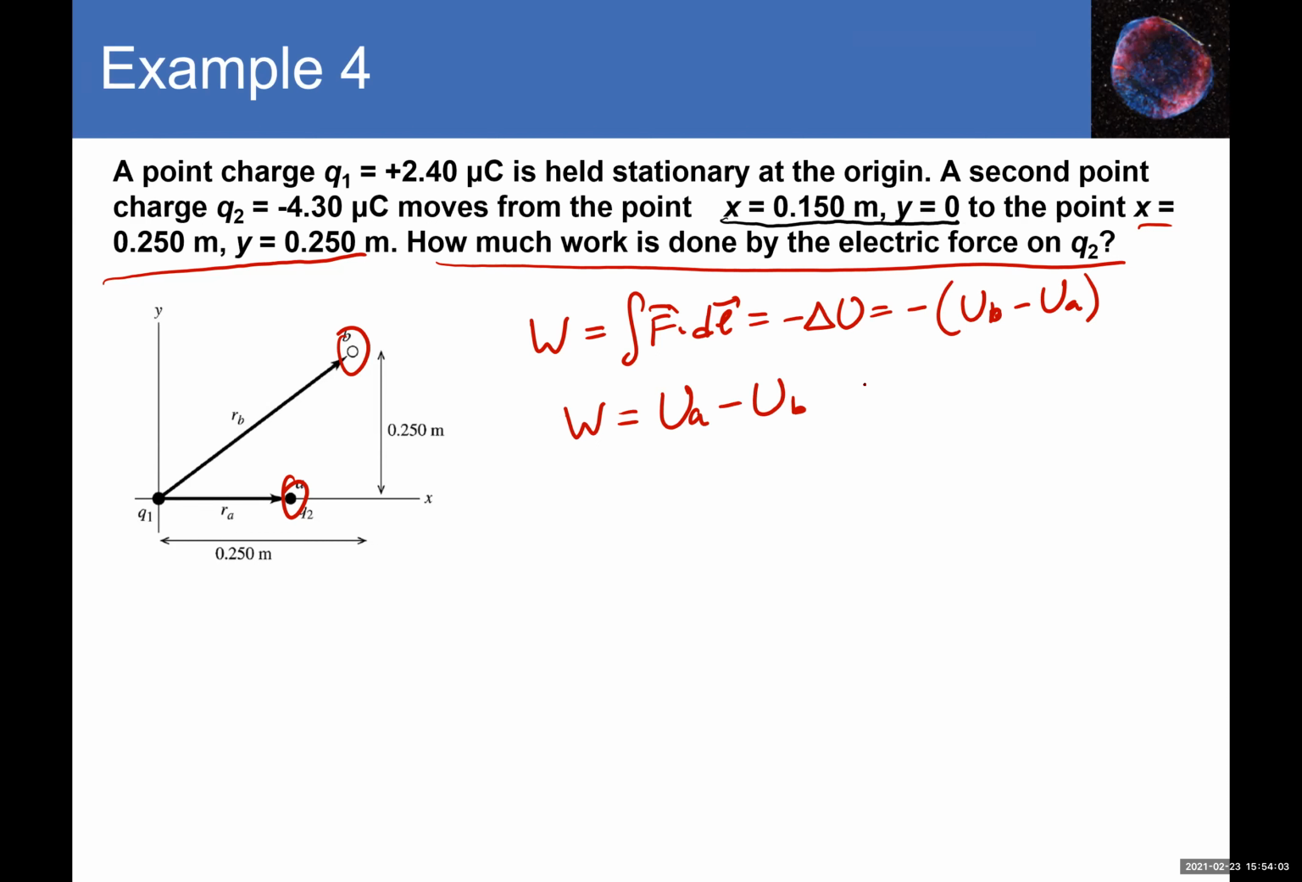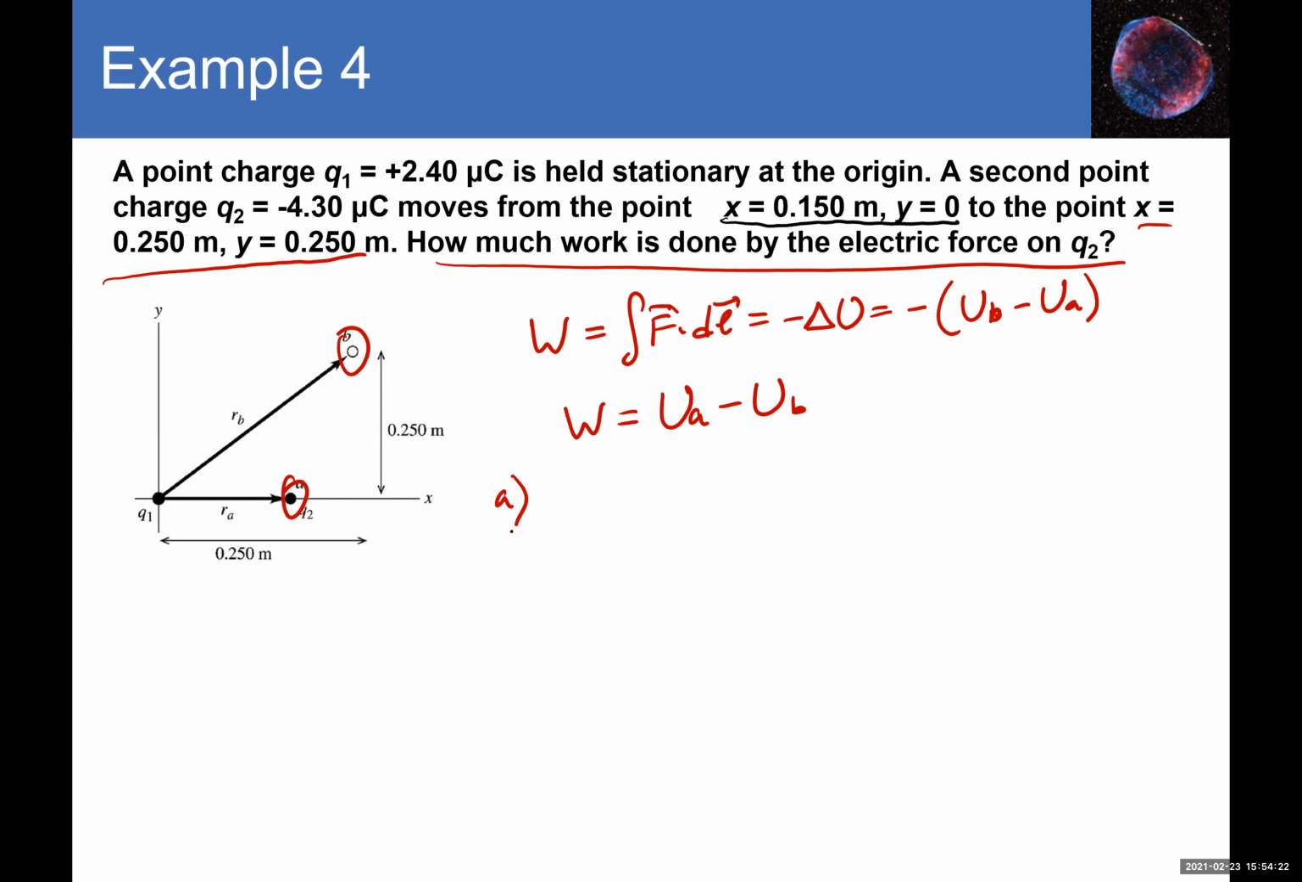That means the easiest way to find the work done by the electric force on Q2 is to find, when they're interacting, what is the potential energy of the system at point A? What is the potential energy of the system at point B? Then find their difference, and that's the work done. Very easy. So let's look at that.